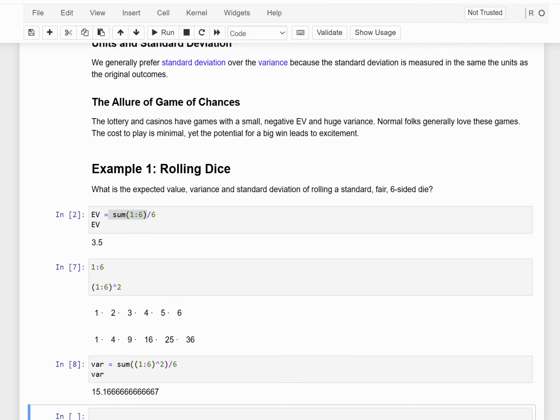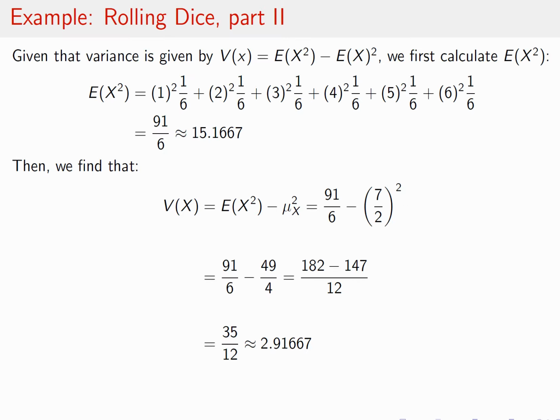Right, so here I am in R. And what do I need to do? I need to take this value minus 3.5 squared. Okay, and do I need parentheses? No, I don't. If you want to put them in, it doesn't hurt anything. But remember, your order of operations will evaluate the exponent before the subtraction. And 2.91667 is exactly what we see here.